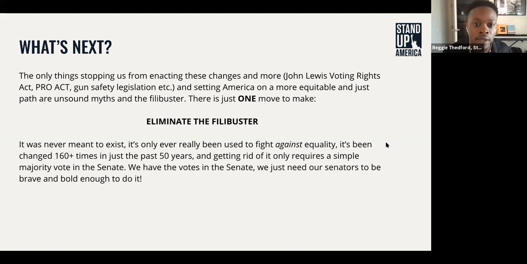Democrats have that vote in the Senate, and Democrats just need the senators to be brave and bold enough to do that.